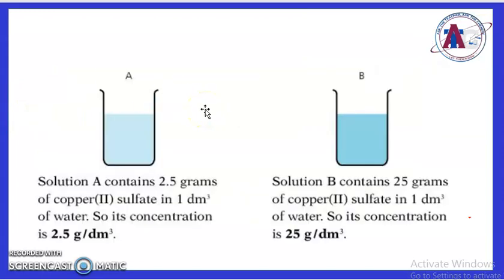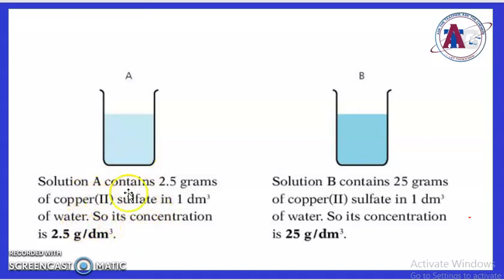Look at the diagrams on the screen. We have beaker A and beaker B. Beaker A contains a solution of copper sulfate, and so does beaker B. Solution A contains 2.5 grams of copper 2 sulfate in 1 dm cube of solution. That is, 2.5 grams of copper 2 sulfate dissolved in 1 dm cube of water.